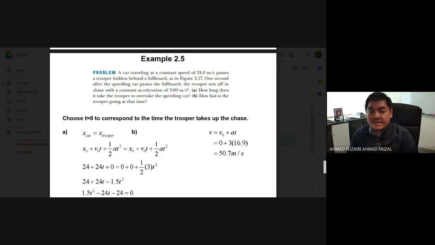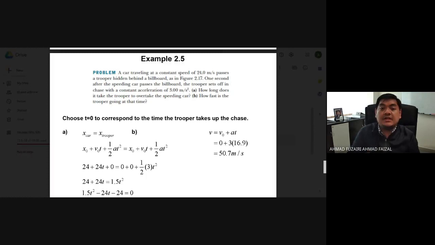So 1 second after the speeding car passes the billboard, the trooper sets off in chase with a constant acceleration of 3 meters per second squared. Okay, so first the traveling car has 24 meters per second, and then 1 second after the speeding car passes the billboard, the trooper chases the car. The question asks: how long does it take for the trooper to overtake the speeding car?